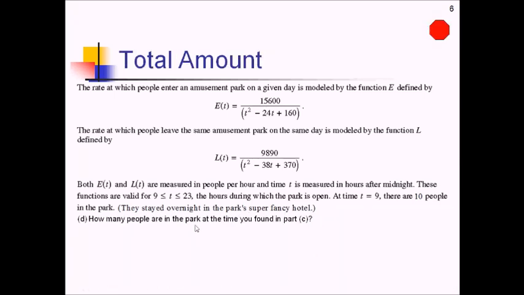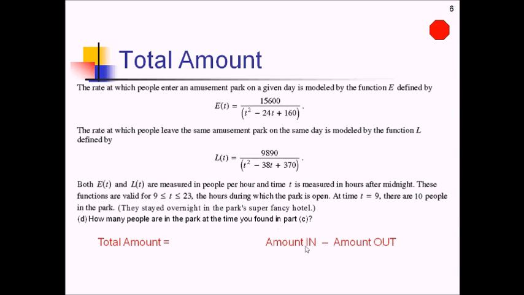For this last part of the problem, they want to know how many people are in the park at the time we found in part C. Well, pause the video one more time and see how far you can go with this one. All right, so in general, if we want to know the total amount of something at a particular time, we need to know the amount that we acquired, the amount of people who came in the park. We have to take away the amount of people who left, the amount out.